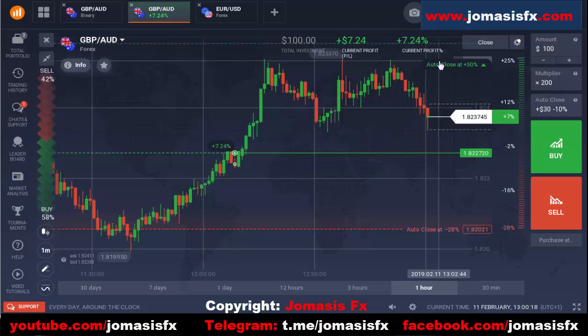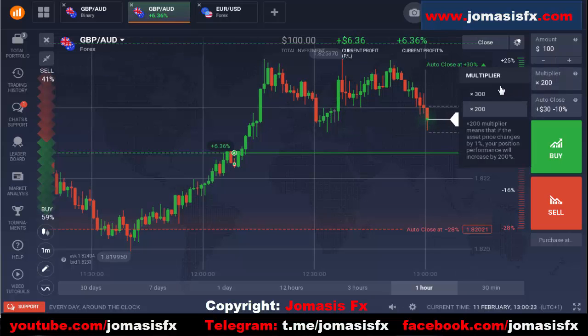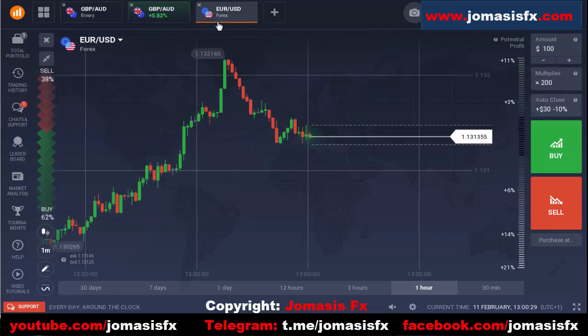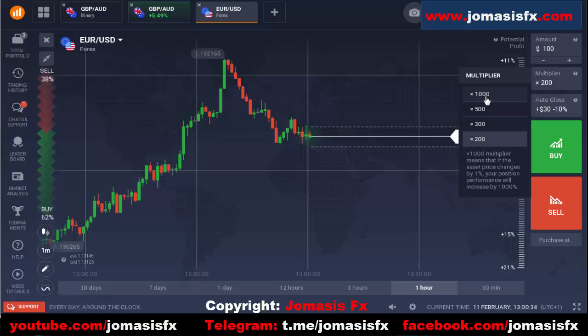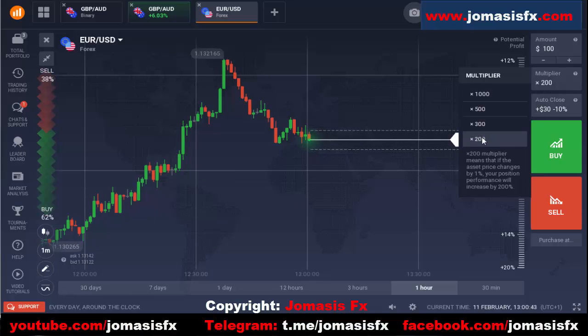The same thing goes: if I was using 1,000, that's how I'd be making money fast if the market is going in my favor. But if the market is going against you, that is how you start losing money very fast. So the best thing to do is not to leverage too much. It's better you use the minimum, or it depends on your level of experience. You can go higher or medium.